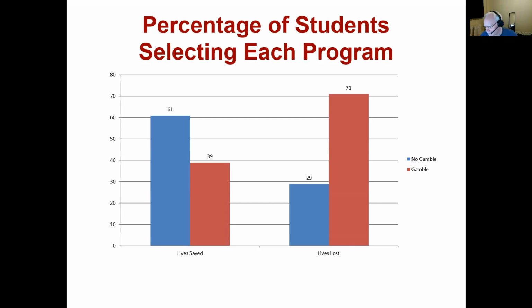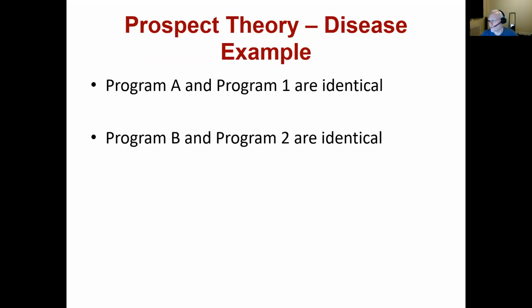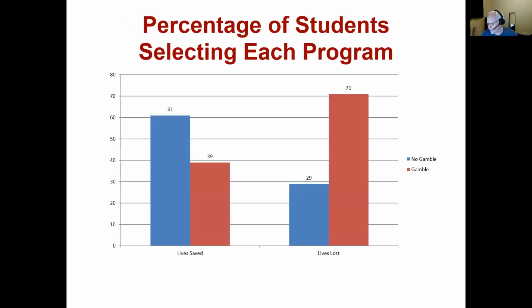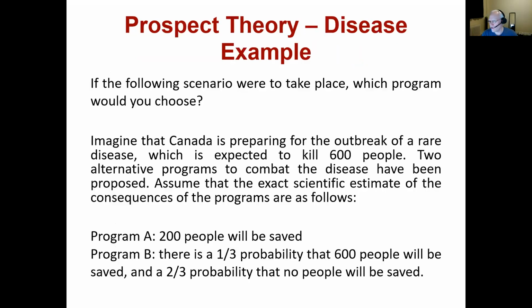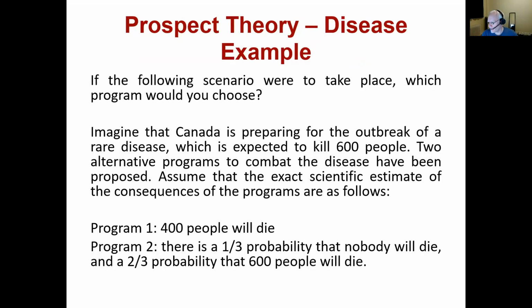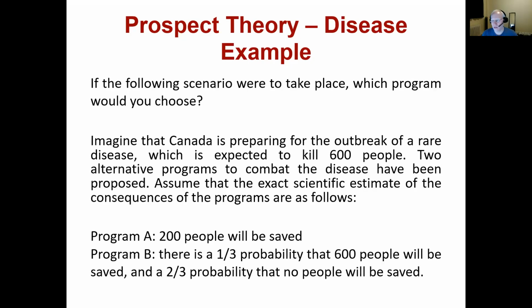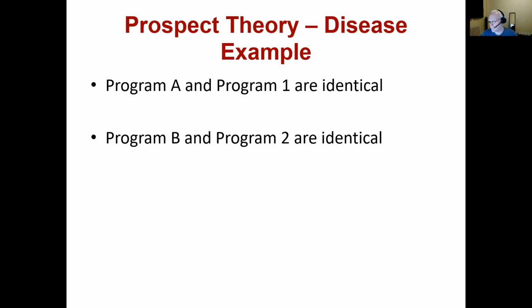So now you might have noticed that in this A versus B and 1 versus 2, the difference was in terms of whether it's written in terms of lives saved or lives lost. So here, people would die, 1/3 probability, nobody will die, 2/3. So this is discussed in terms of dying, lives lost. This one is written in terms of 200 people will be saved, lives saved.